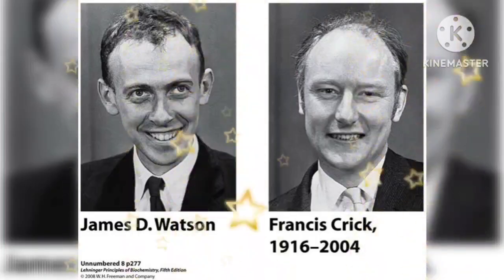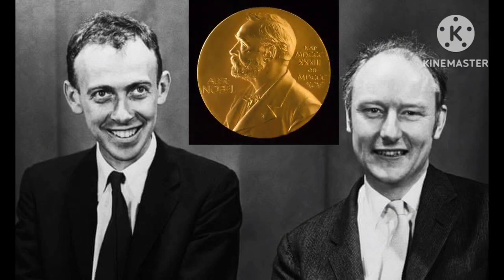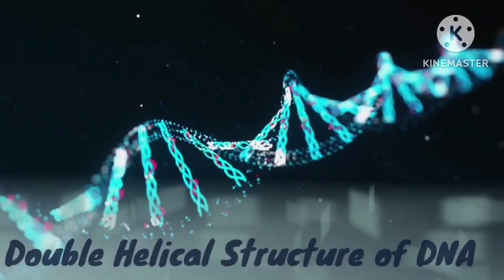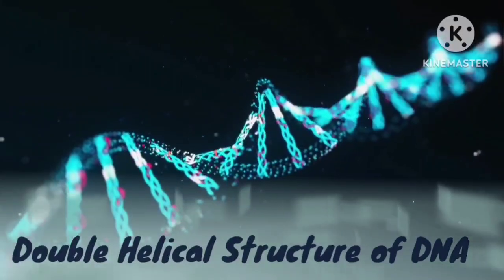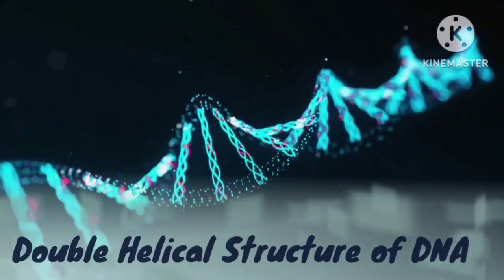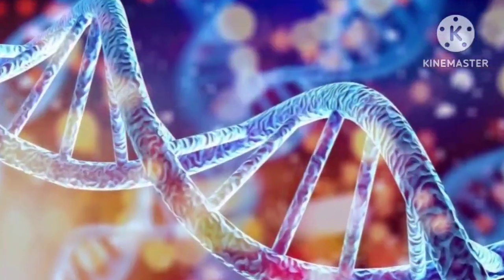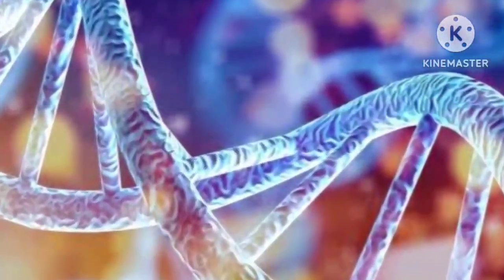In 1953, James Watson and Francis Crick proposed that DNA has a double helix structure on the basis of X-ray diffraction, and in 1962 they received the Nobel Prize for their work. The double helical DNA is a polymer of a macromolecule known as nucleotide, and it looks like a twisted ladder. Nucleotides make the strands of double-stranded DNA.